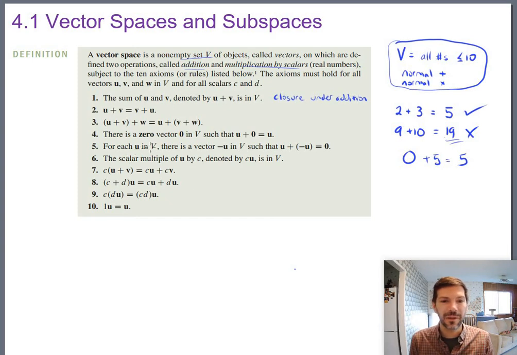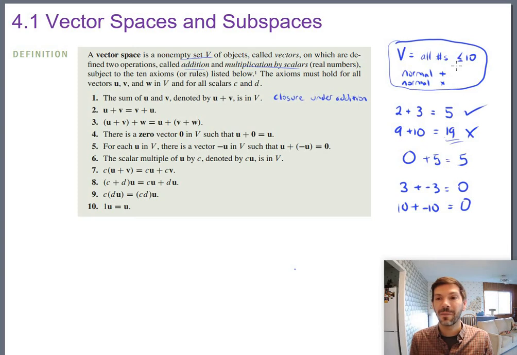For each u in the set, there's an additive opposite, basically. There's something else called negative u, and when you add them together, you get the zero vector. My little definition breaks there also. Some of the numbers in my set have additive opposites. Boom. 3 and negative 3. That works fine. 10 and negative 10 are both in the set. And you add them together and you get the zero vector.